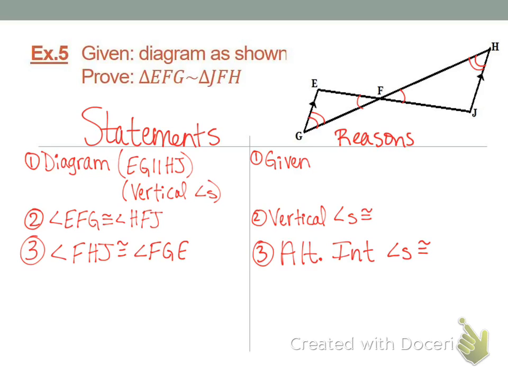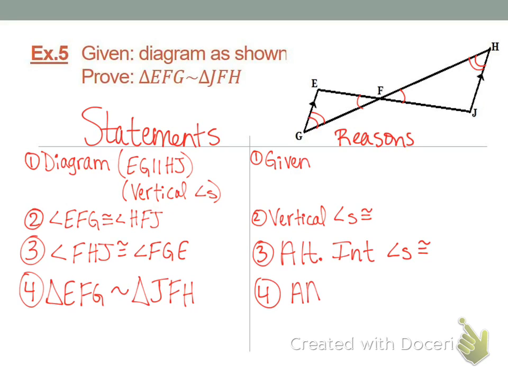Now that we've shown that we have two pairs of congruent angles, what are we ready for? The prove statement. So now we have enough information to say that triangle EFG is similar to triangle JFH. Our reason for that would be? Just angle. I like angle similarity just so I remember I'm doing similarity, not congruence. That'll be more important in the next couple lessons that we have that little similarity mark.